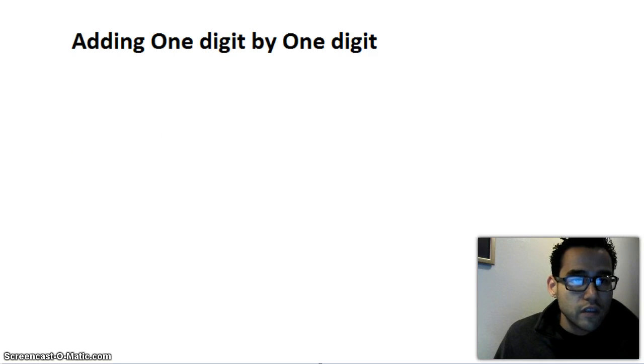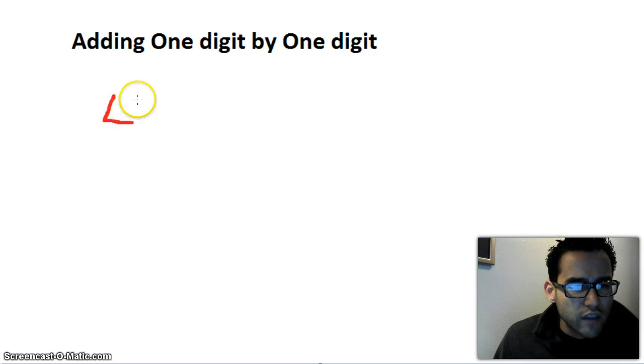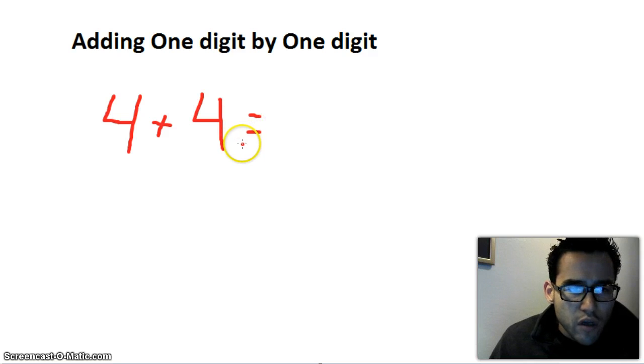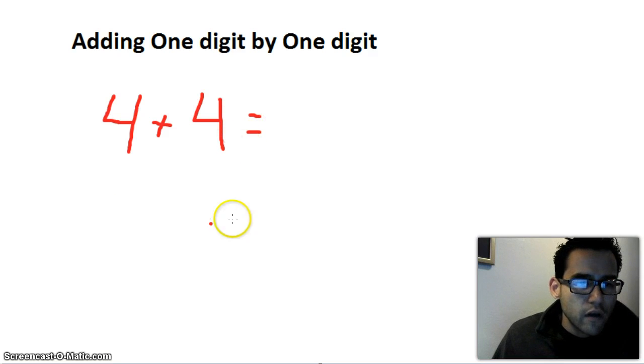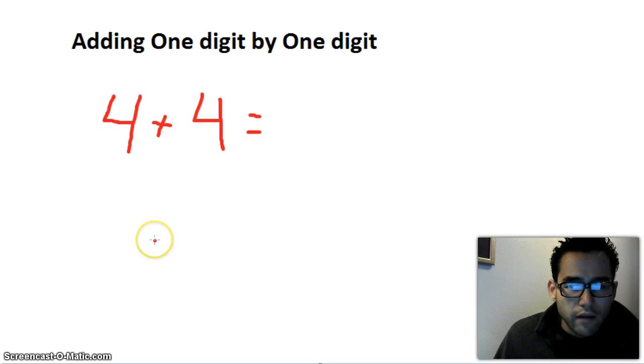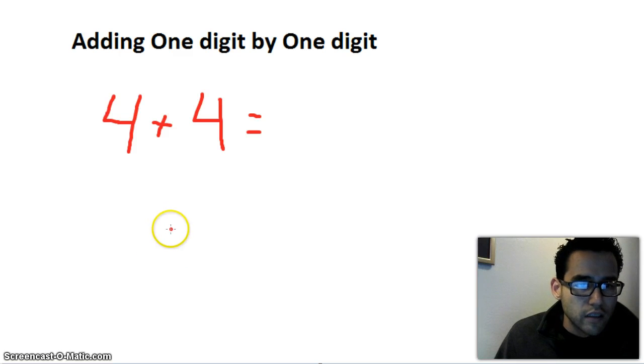So for instance, let's go ahead and get started with adding one-digit by one-digit numbers. Let's say that you have 4, we'll make a very easy one just to get the concept. 4 plus 4. Okay, very simple. The act of adding is to just combine the two numbers together. So again, you can draw something to help you, or you can use mental math, whatever works for you guys, ladies and gentlemen.